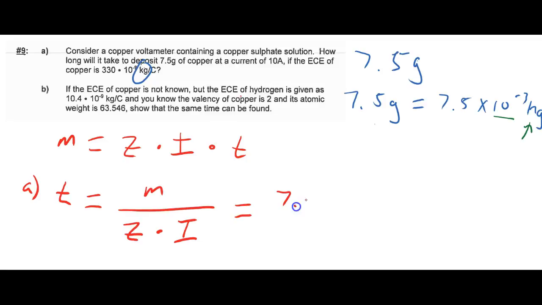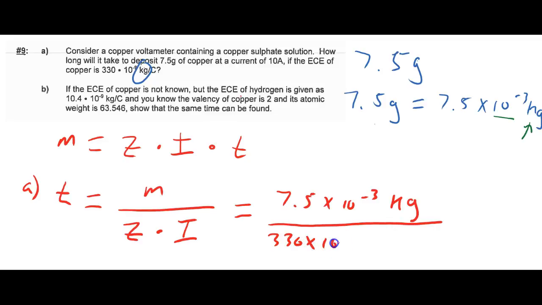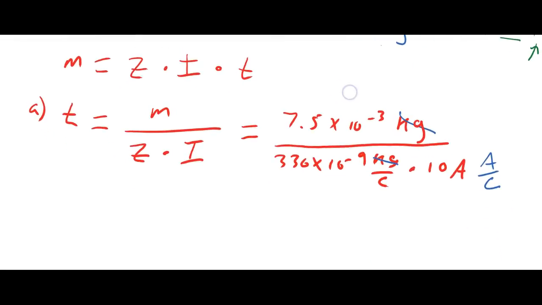That gives us 7.5 times 10 to the negative 3 kilograms divided by the ECE of copper, 330 times 10 to the negative 9 kilograms per coulomb. The C there stands for coulomb, which represents charge, multiplied by 10 amps here in the denominator. Now, the kilograms will cancel, such that the unit we are left with in the denominator is amps per coulomb. When we divide that out, that turns into coulombs per amp, which gives us seconds.